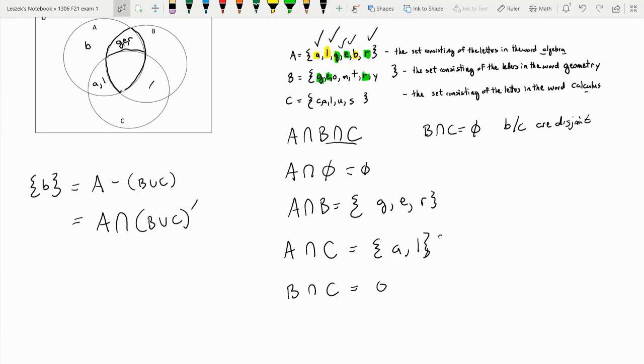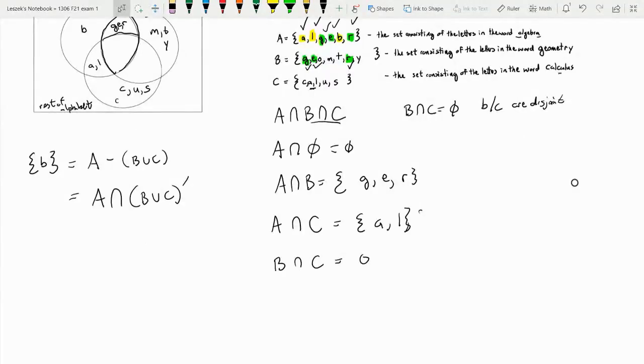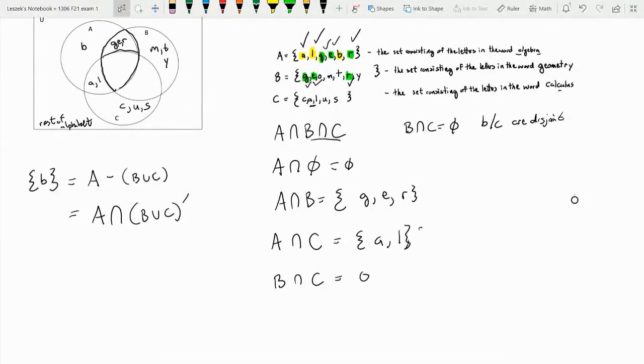All right, so then we look at set B. We already have G, E, and R listed. So the letters that are exclusive to B, that are not in the other two sets, are M, T, and Y. And finally, set C: only A and L are in some intersection with another set. So C, U, and S. And then, of course, unfortunately, given my choice of the universal set, I would write the rest of the alphabet outside.